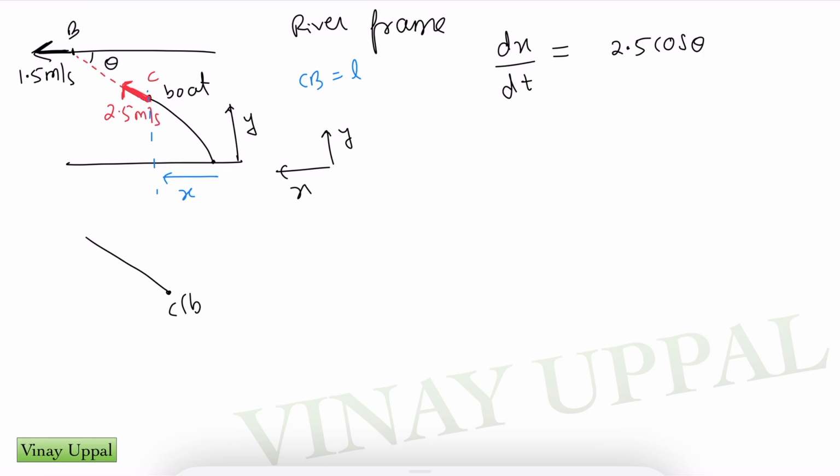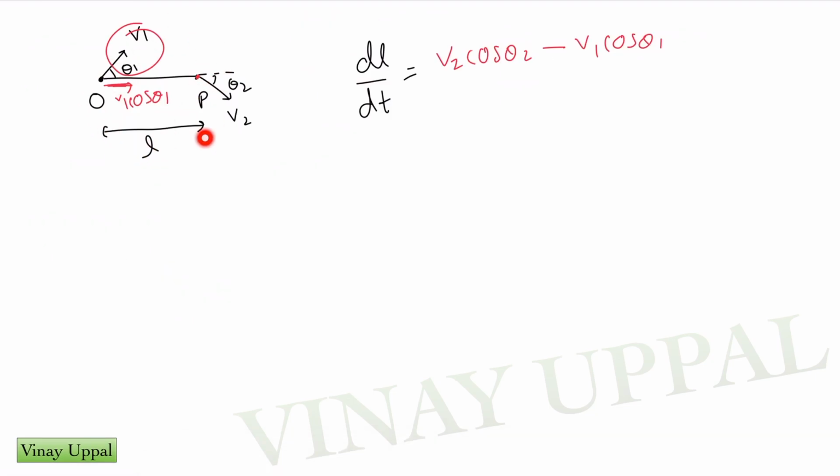And if I write dL by dt, see, I have my boat here and this point B. So this length is L and I want to write the rate of change of that, and we already saw how we can do that. So this velocity is 1.5, this angle is theta, and the velocity of the boat is 2.5. So can I write dL by dt? We already saw this concept here. When you have two points, point O and point P, which are both moving, and you want to write down the rate of change of length L, we were able to do that by writing the component of velocities of point P and O along the length. So that is what we are going to do in our situation as well.